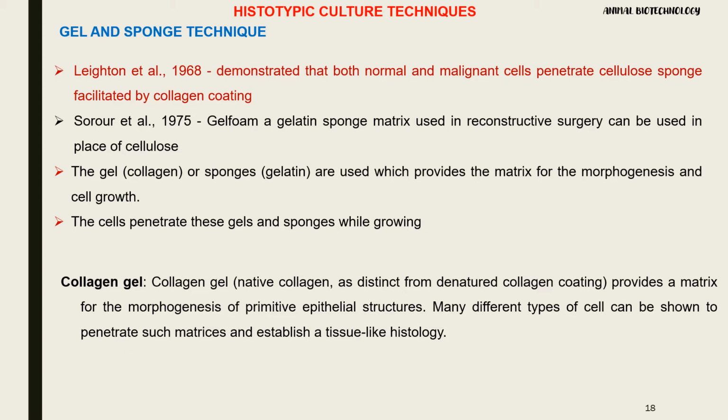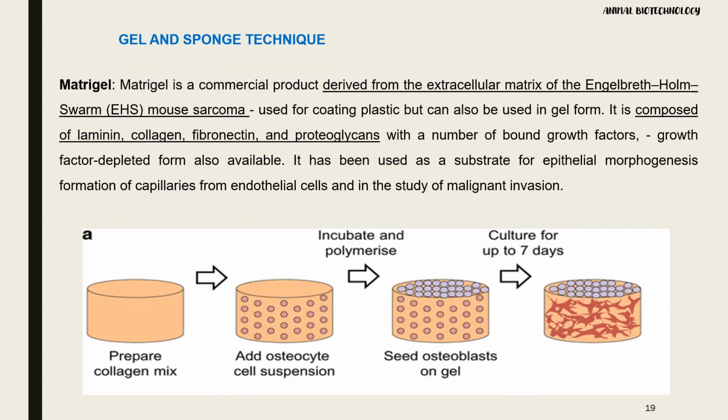Gel and sponge technique for histotypic cultures. In this technique, collagen and gelatin are used to provide matrix for the three-dimensional growth of the tissue. The cells penetrate through these gel and sponges while growing. They are available in many brand names also, like Matrigel. The figure here illustrates the growth of osteosis in gel media.